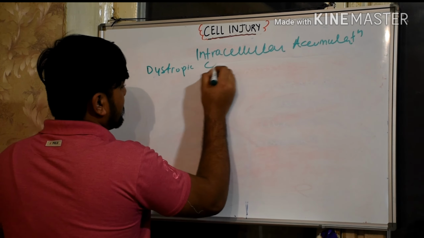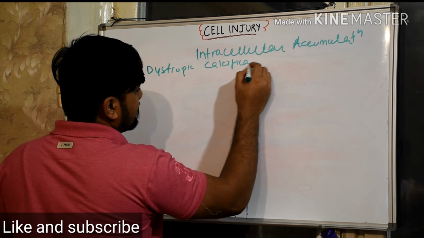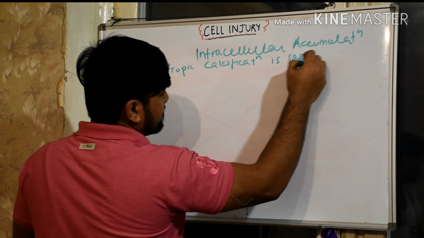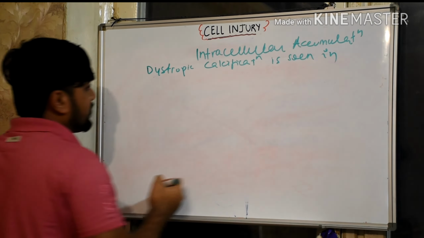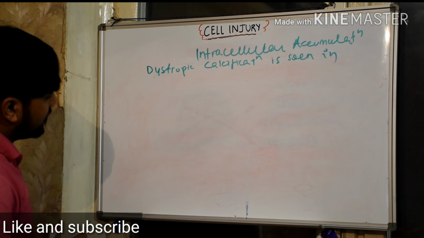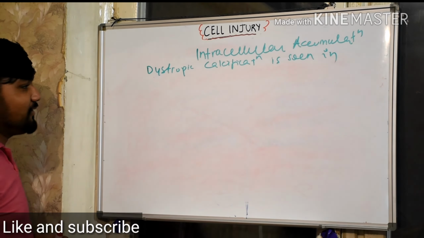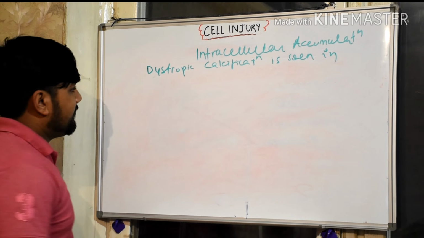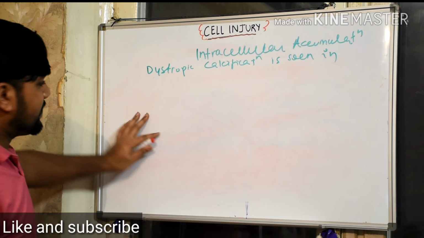Dystrophic calcification is seen in. Okay, first of all I will write down the mnemonic, and then I will encode the mnemonics. It will be better.